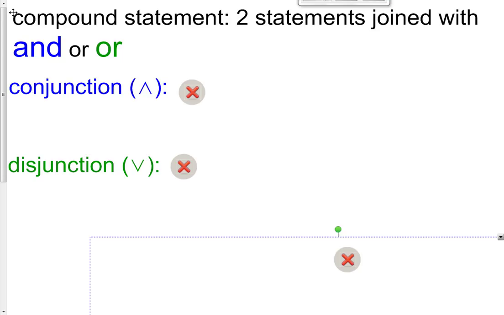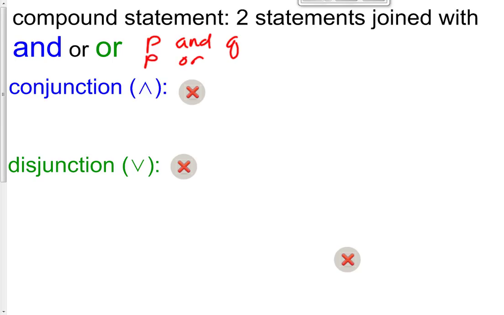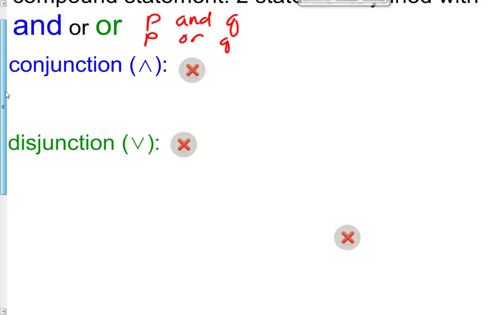Oftentimes we write that as P and Q. P is the first sentence, and we're going to combine it with another sentence, Q. Or we write P or Q. So that's what we're doing today. The conjunction and the disjunction use the words and, or. We're going to define that here in just a moment. But a compound statement is two statements joined with the words and or.